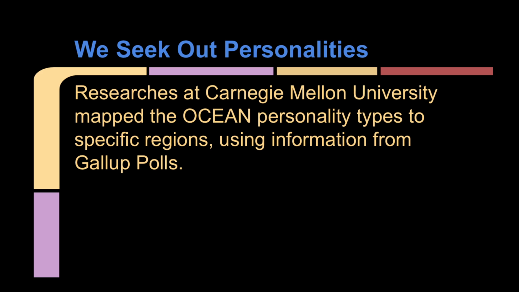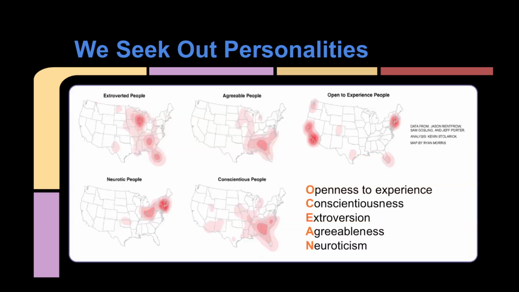And recently, researchers at Carnegie Mellon University in Pennsylvania have used the OCEAN personality types and mapped them to specific regions in the U.S. using data available from Gallup polls on the Wellness Survey and other general indicators of how Americans are feeling in the United States now.